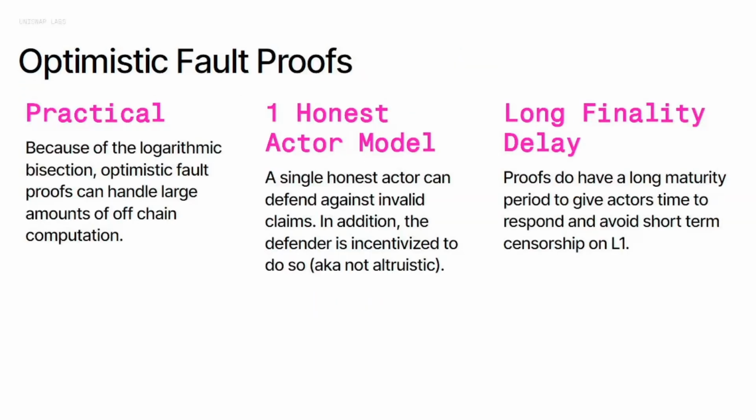Cool. So we've gone through this optimistic fault proof system. A couple properties as a recap. They're practical. We can actually do this and have this on chain because of this logarithmic scaling. We have one honest actor model. It's a complex system, but we don't need many actors. We only need one person to be correct. And lastly, as people have pointed out, there is a finality to it. It takes a week to do this, because otherwise a defender won't be able to respond in time.